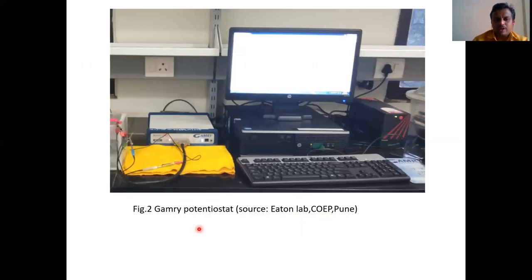This is the actual Gamry potentiostat instrument, 1000 capacity. It is connected with this PC, which has inbuilt software to test the Tafel plot. This is the cable. There are a total of 6 cables.